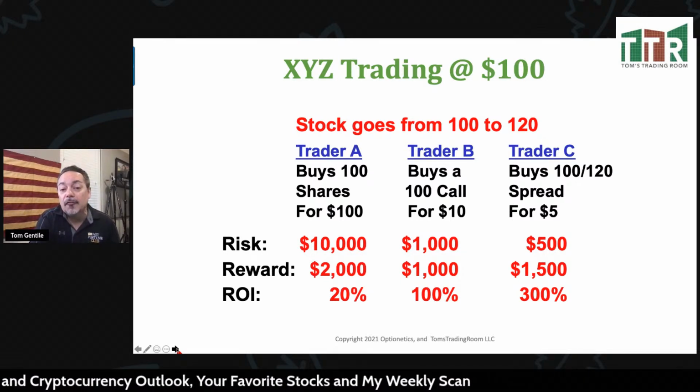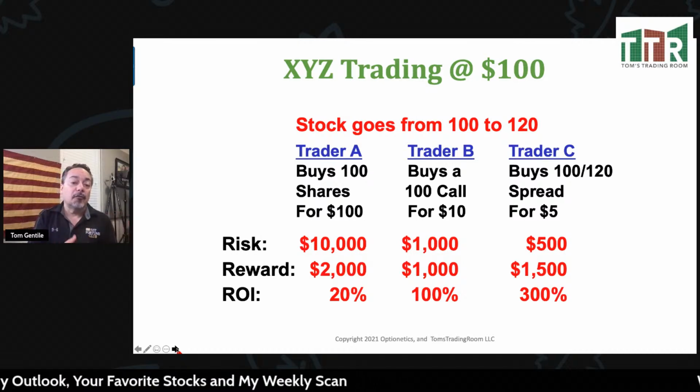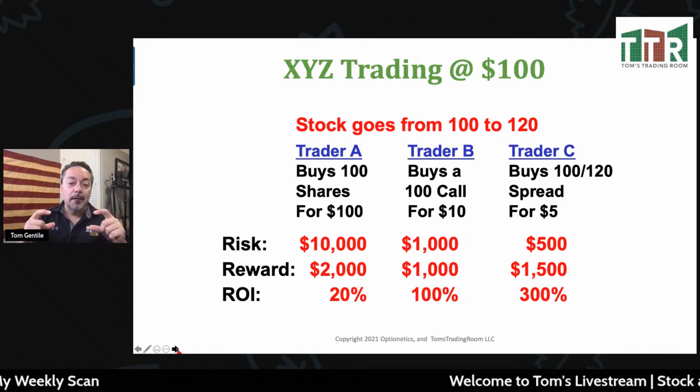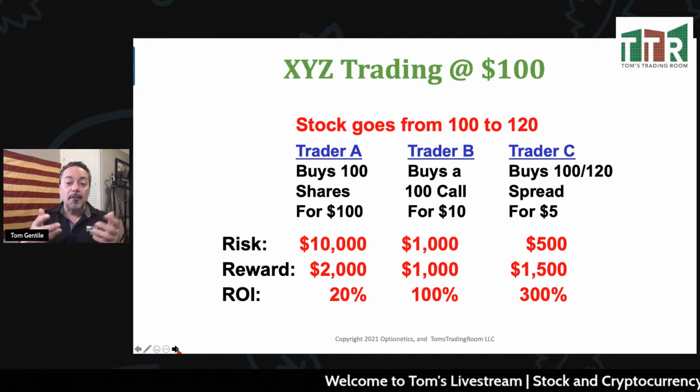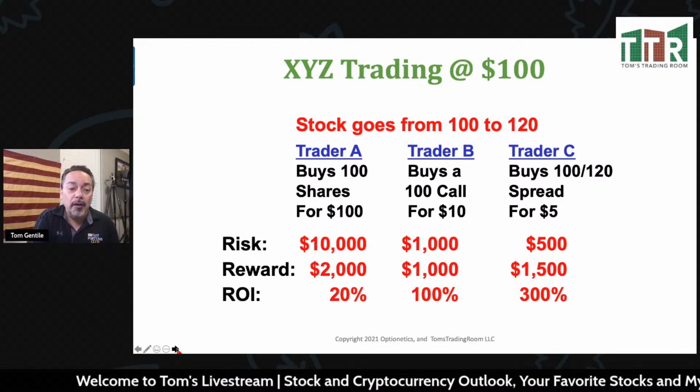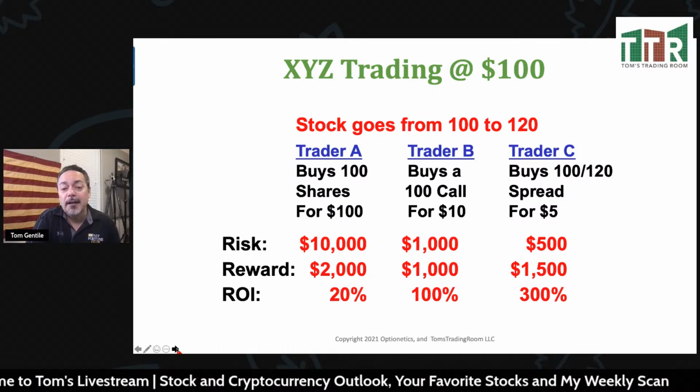Trader B buys a 100 call only, pays $10 for it. So that's a $1,000 risk. At 120, your $10 call is worth 20. So that means your $1,000 has grown to $2,000, which means you have a $1,000 reward. That's a 100% return. Now take a look at Trader C.